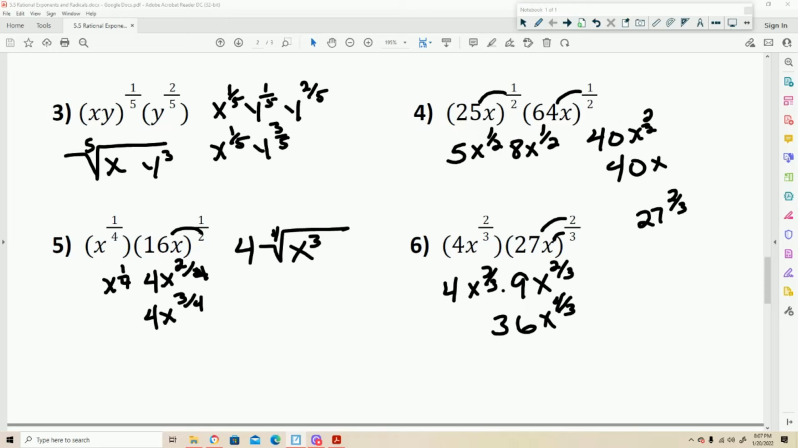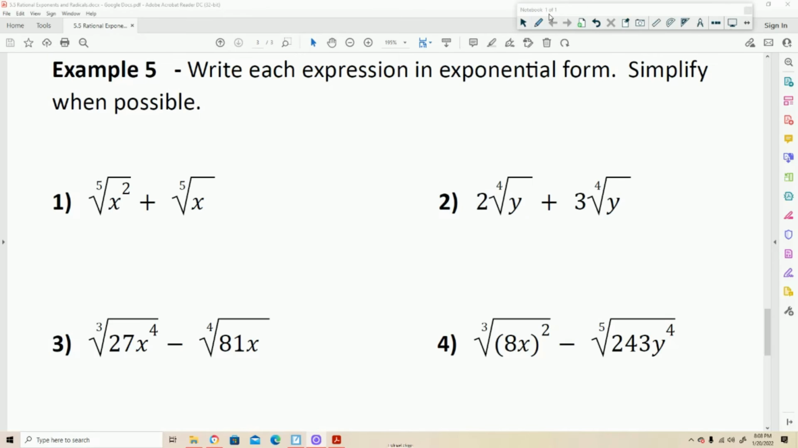Okay, simply adding. Now let's write that in radical form. 36 is outside the radical because there's not an exponent on it. Make a big radical sign here. We put the x inside. The top number is the exponent. The bottom number is the index. 6 more problems should finish our lesson today.